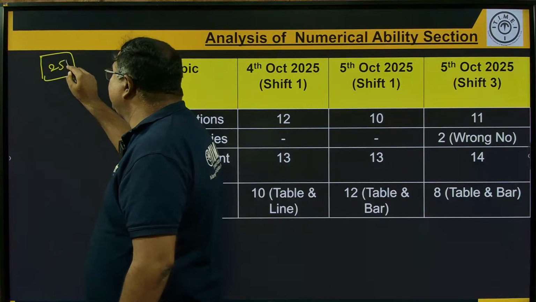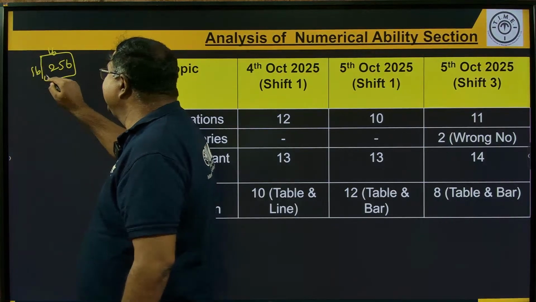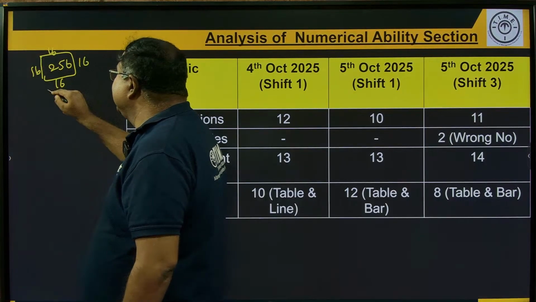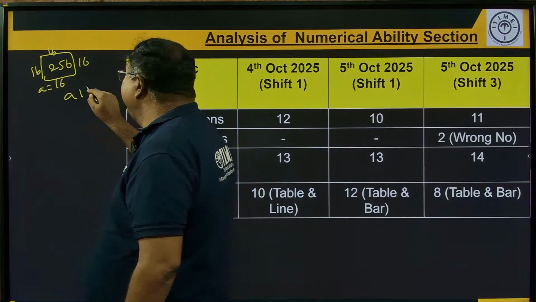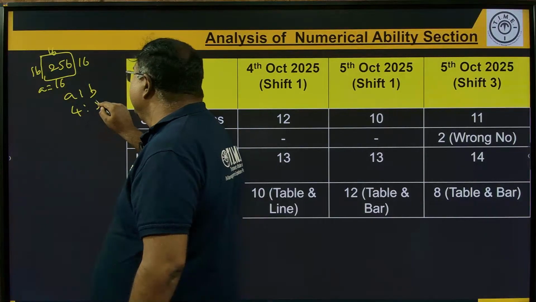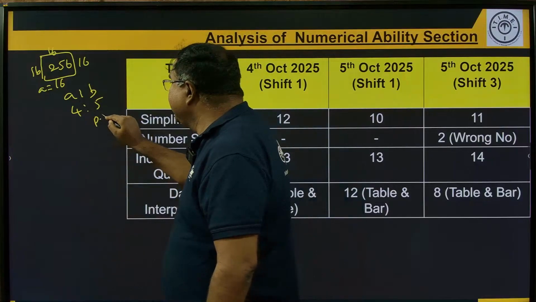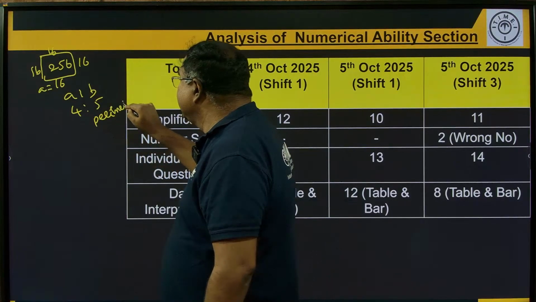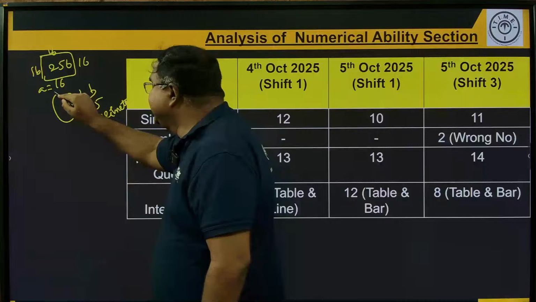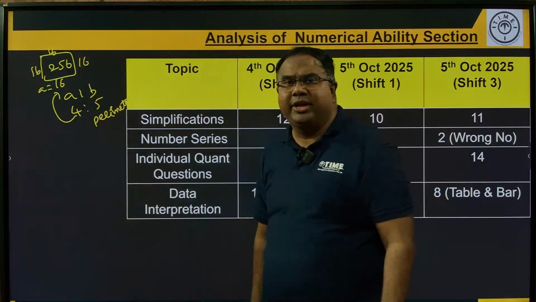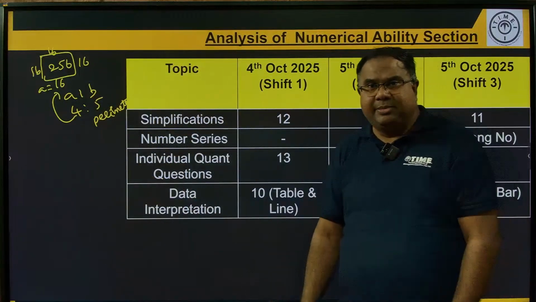Now, let's say the area of a square is 256. If the area of a square is 256, each side is 16. Then he has said this side is A. He has given the ratio of A to B as 4 is to 5. This is another square B. Now, he is asking you to find the perimeter. Is it not an easy question? When this side is 4 parts, 16, 5 parts will be 20. From that you can calculate. I'm not solving it, I'm just trying to tell you.